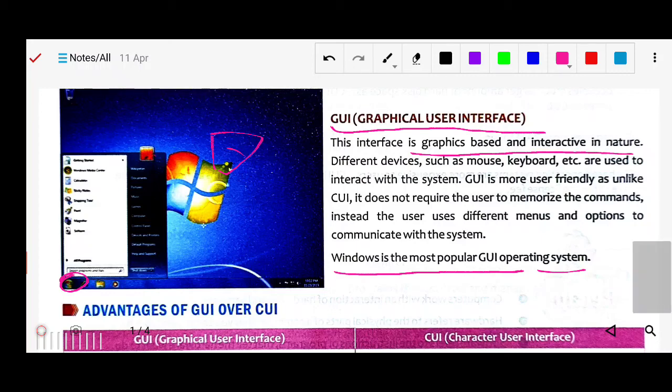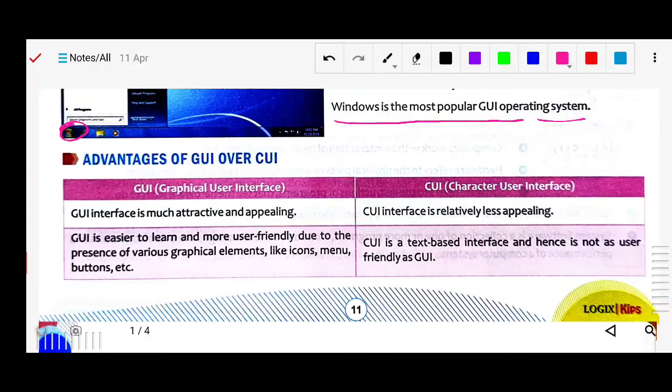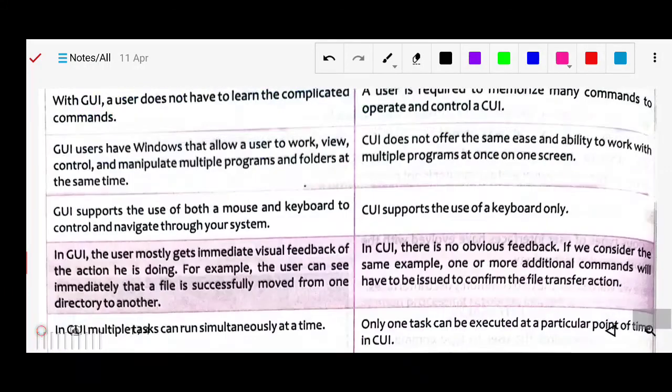Now next, the advantages and disadvantages of GUI and CUI, graphical user interface and character user interface, that we will see here. GUI is much more attractive and appealing, and CUI is quite less attractive. GUI is easier to learn, and CUI is text based, so it is quite hard to learn. You have to memorize so many commands, but here no need to memorize commands, simply you have to use the icons.